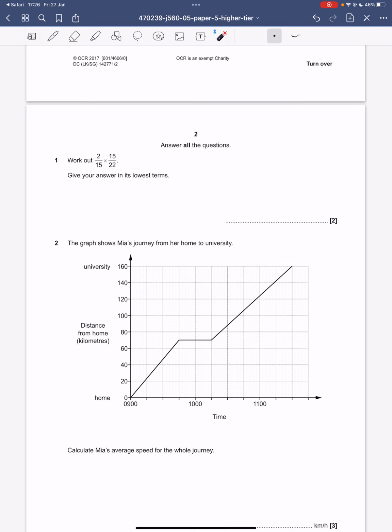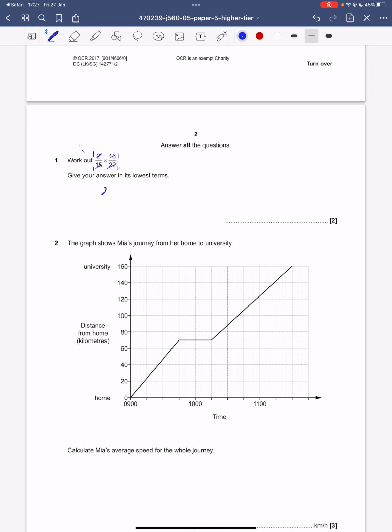Okay, now when it's multiplying and there's no whole numbers in front, you do multiply across the top and then multiply across the bottom. But if you can simplify any top with any bottom, I'm pointing to the pairs here, then you can do that first of all, and it makes the numbers a bit more manageable. So if we say, look, 2 and 22, that actually cancels down to 1 over 11. And then 15 and 15, divide top and bottom by 15.